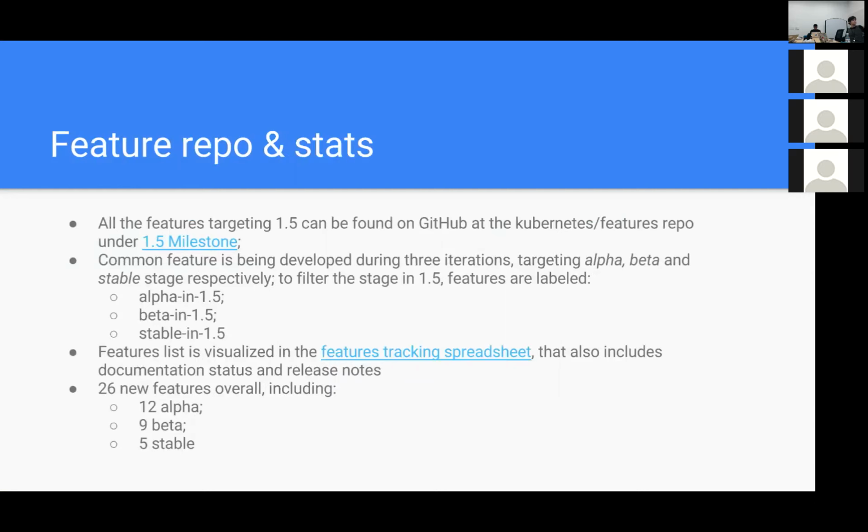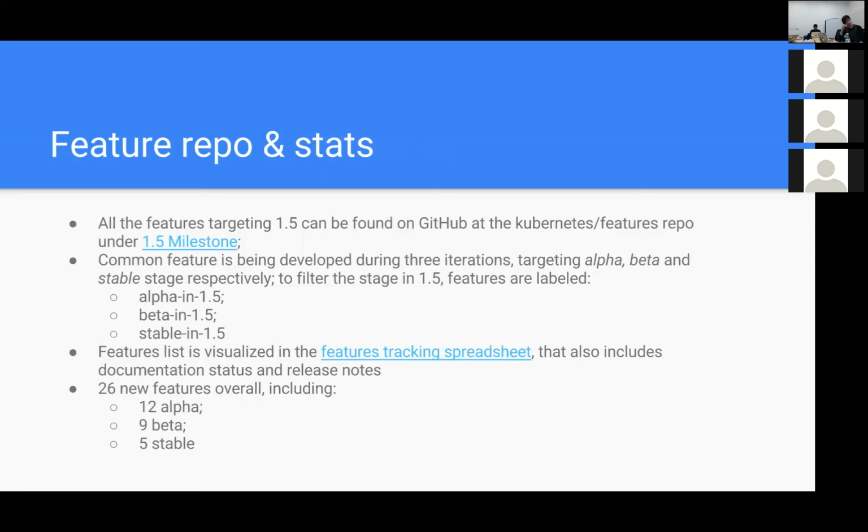You may find all the features that are targeted in 1.5 on GitHub in the features repo. You may simply sort them with the 1.5 milestone and you will find all of them. If you want to filter these features by the stage they're targeting, so alpha, beta, or stable, you can also use the labels. The labels are pre-created and all the features are labeled with their targeting label.